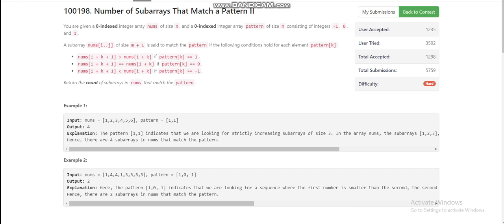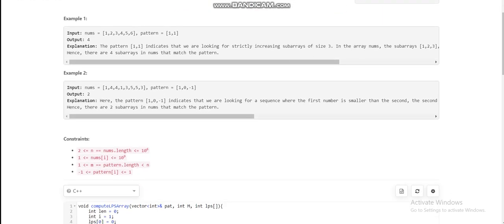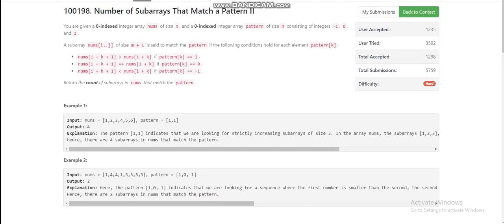Hello everyone. Today I am going to explain the fourth problem of LeetCode Weekly Contest 384, which is Number of Subarrays That Match a Pattern II. The second problem of this contest is the same, but the constraints are different. Here the constraint on nums' length is 10 to the power 6, and there the constraint was around 118.